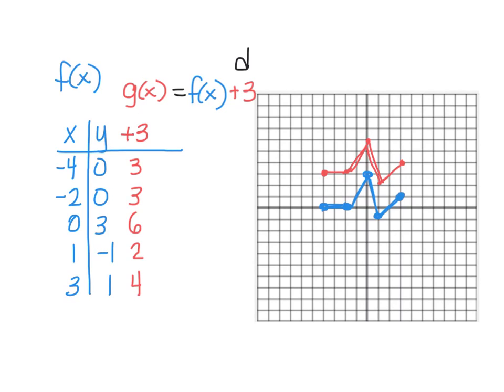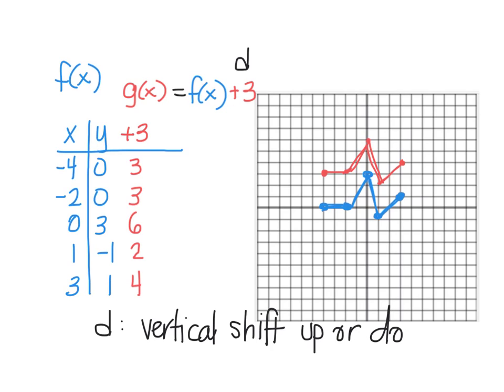What did that D transformation do? Well, now you know that a D transformation does a vertical shift up or down, depending on what that D value is. So D transformation is a vertical shift up or down. And all I need to do the D transformation is, if this is plus 3, I'm going to add 3 to all of my y's. If this is a -7, I'm going to subtract 7 from all of my y's.